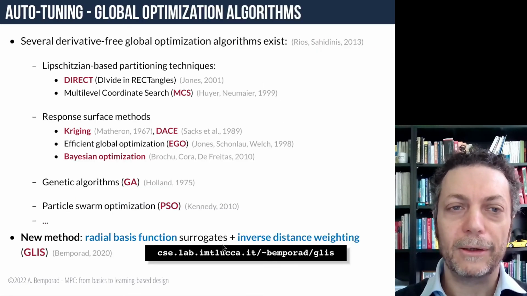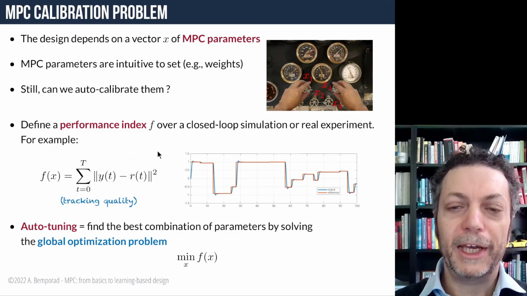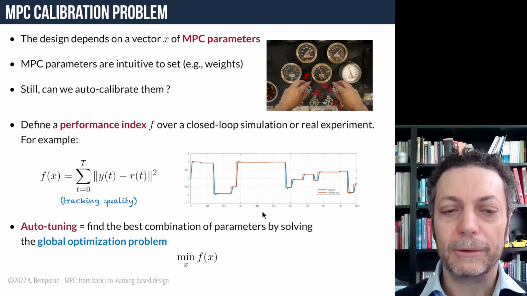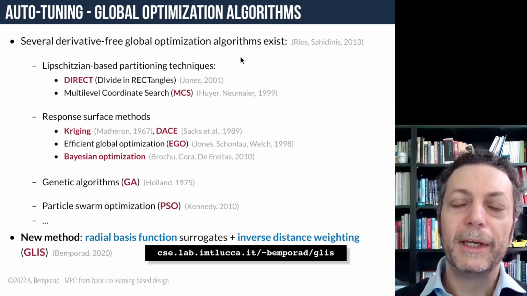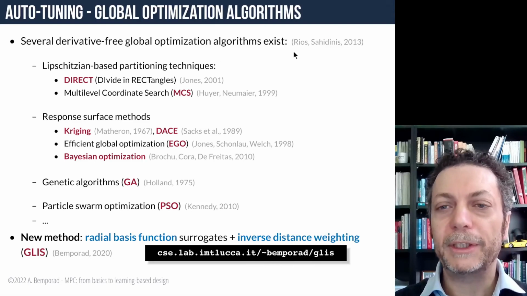And there are many ways of doing this. First of all, you may use derivatives, but you will have to differentiate the closed loop response with respect to the parameters, which could be very involved. And in particular, if the closed loop performance is measured experimentally, doing derivatives is almost impossible. So we would like to use derivative-free methods, so black box global optimization. And there are many ways of solving global optimization problems without derivatives.